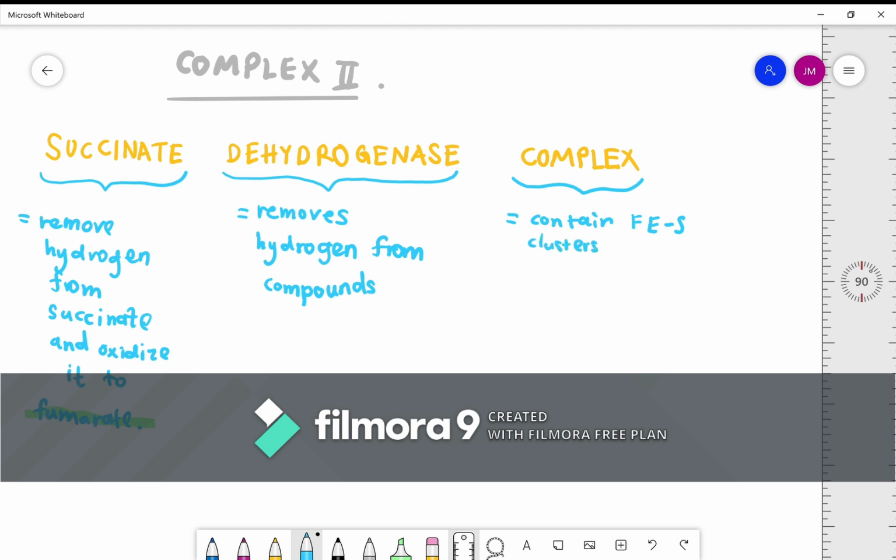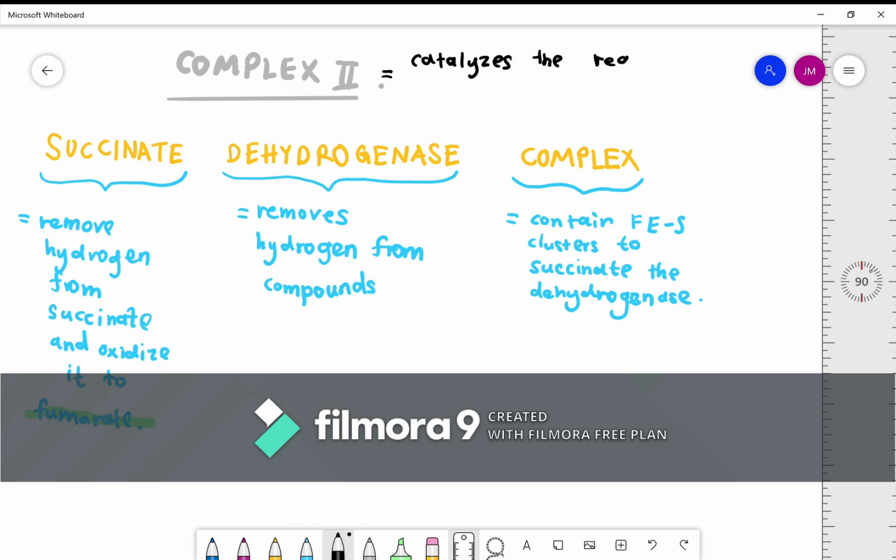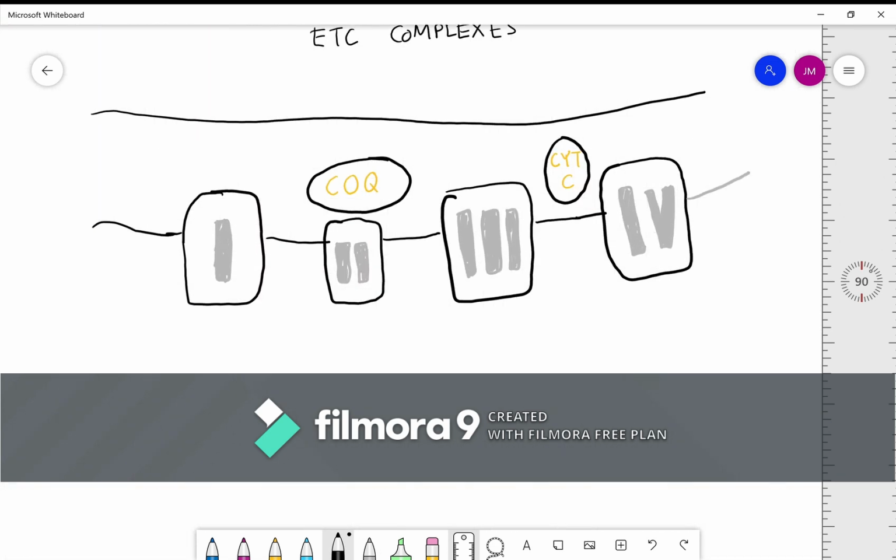iron-sulfur clusters (FeS) in addition to succinate dehydrogenase. This second complex is a part of the Krebs cycle, which catalyzes the reaction for oxidation of succinate to fumarate. In this reaction, the reducing equivalent FADH2 is produced, which is utilized for donation of electrons in the electron transport chain.